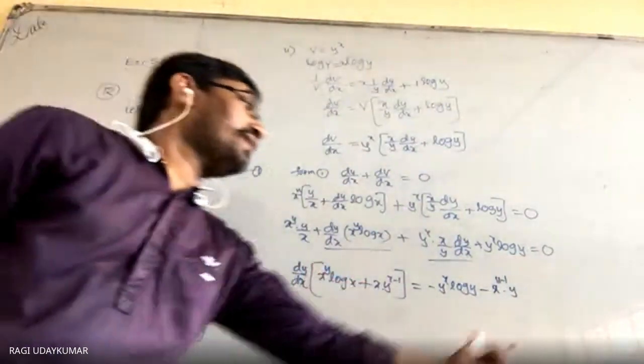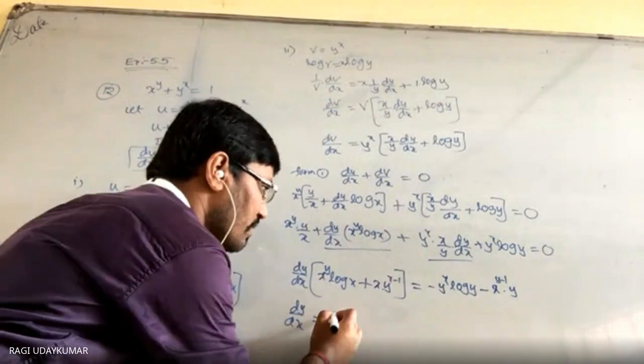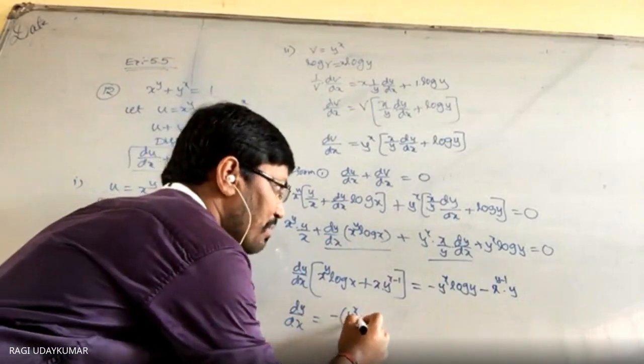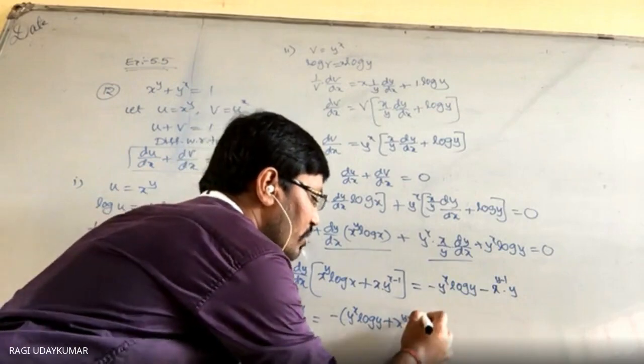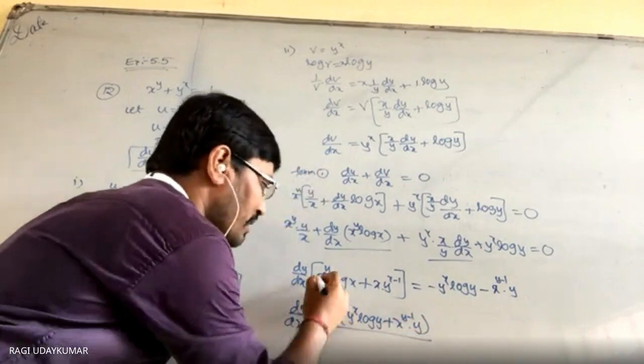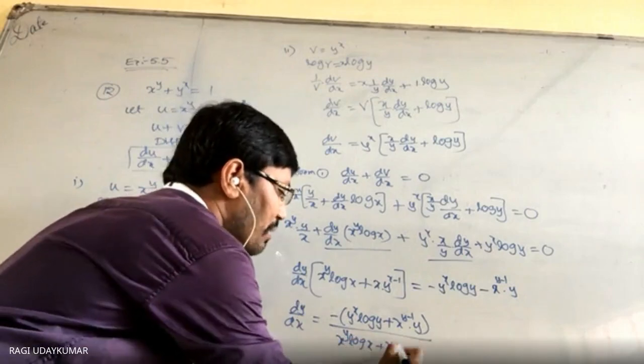So now this you take to the right side. So dy by dx is equals to minus of y power x log y plus x power y minus 1 into y, divided by x power y into log x plus x into y power x minus 1.